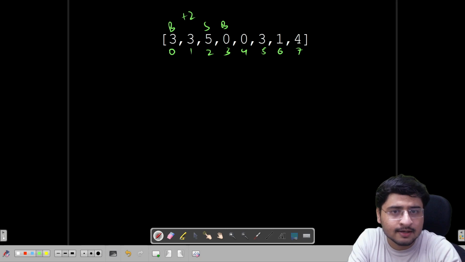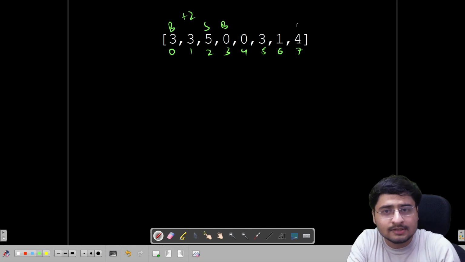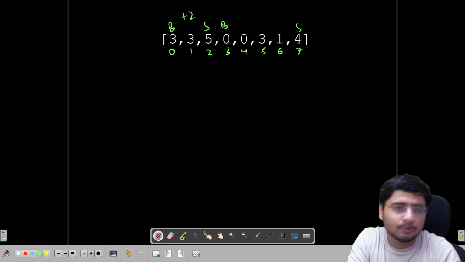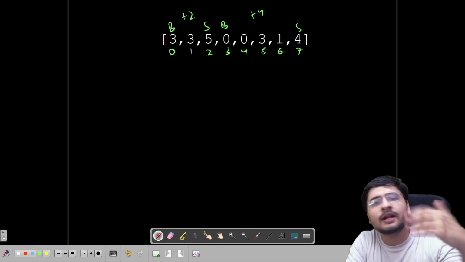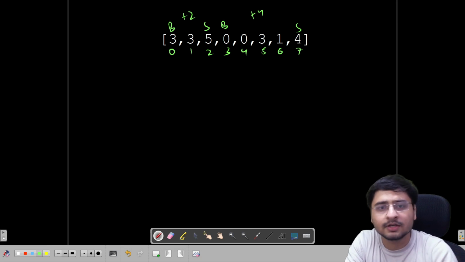I'll buy the stock here and I'll search for the best day I can to sell this stock on. So I'll sell on this particular day, and the profit I'll be able to make from this particular transaction is, let's say, 4, because when I bought the stock it was 0, and when I'm selling the stock, the price is 4.